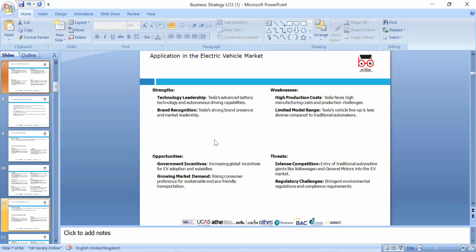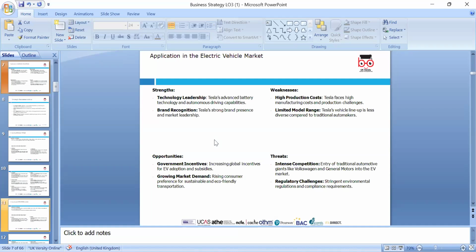Government incentives, growth market, weaknesses, threats, that's what we really need to look at. And that's quite crucial, because with the passage of time, brand recognition and strength can carry on becoming weaknesses. So high production cost, limited model range. Tesla needs to change their models compared to other cars. No doubt they are quite good in technology, but need to focus on modeling and designing. Opportunity, of course, government incentive for electric vehicles, growing market demand, like we have a carbon footprint.